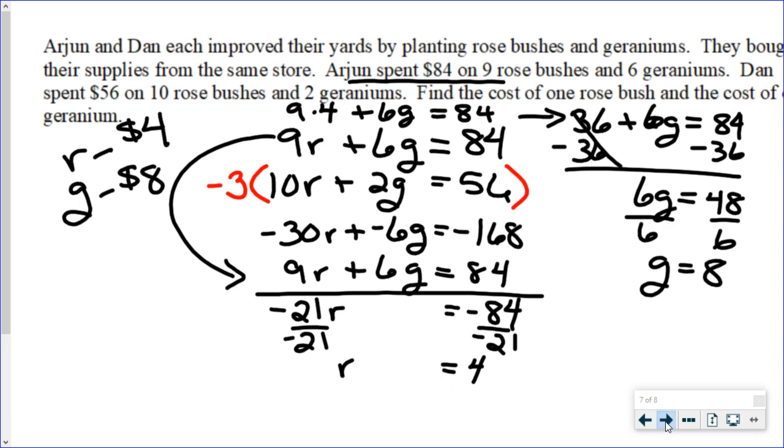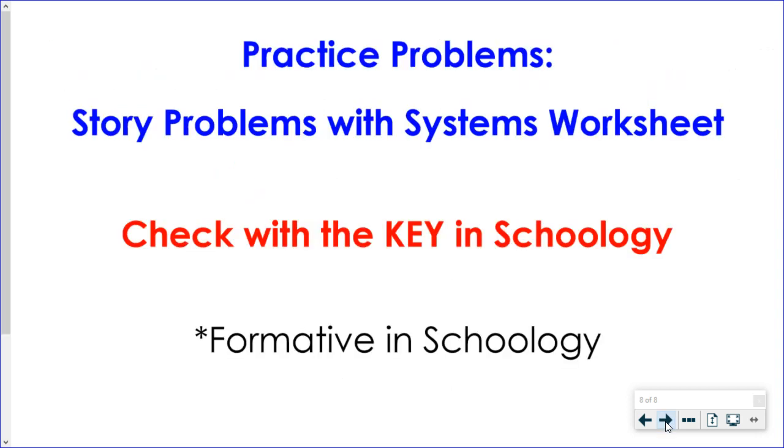So again, you have to set up the system of equations and then solve it, and just be careful which one is asking for which. Okay?